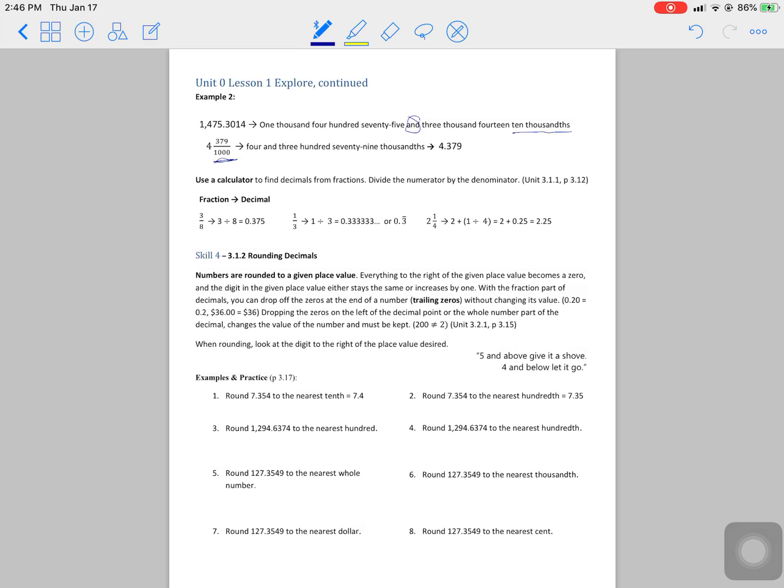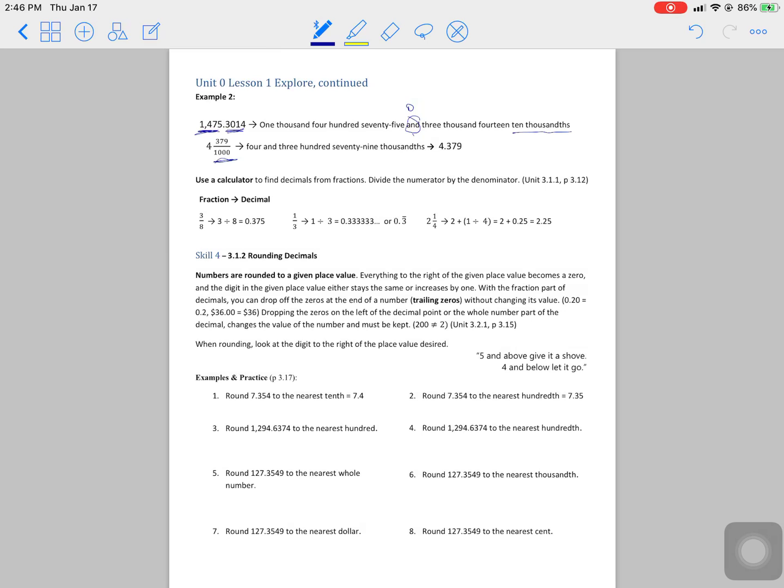So make sure we understand that. So 1,000. So up here, the whole number part is 1,475. You could say that without the rest of it on there. Then put an "and" where the decimal goes. And then you would notice this whole thing right here is in the 10,000ths place.